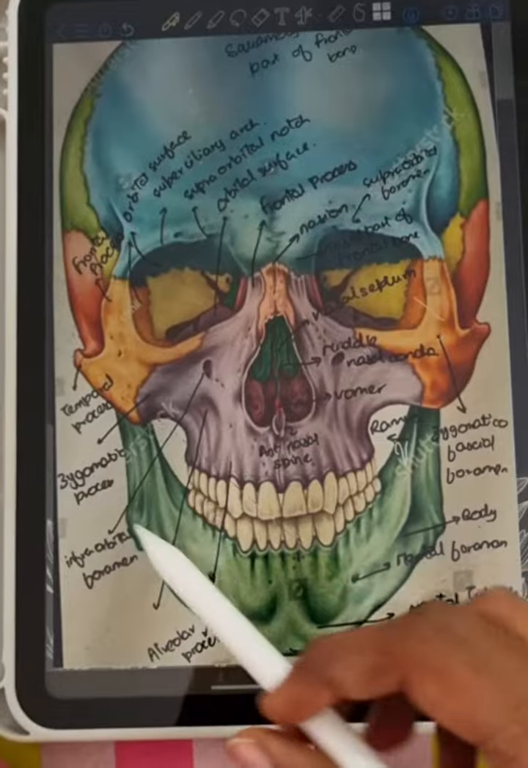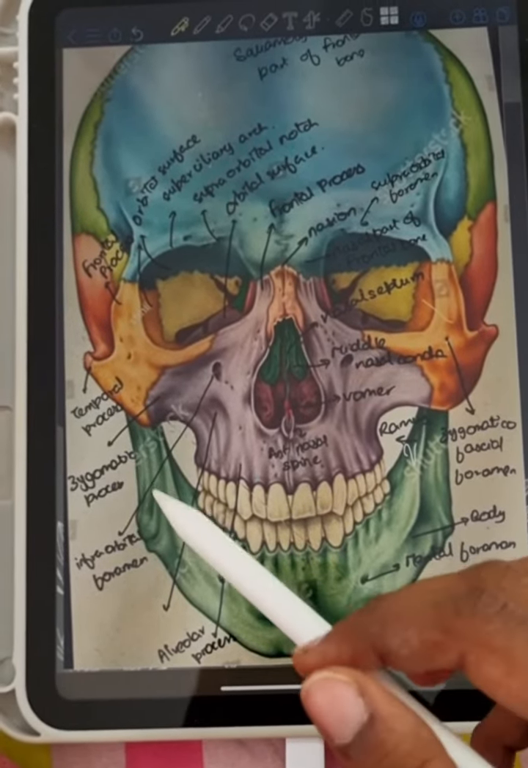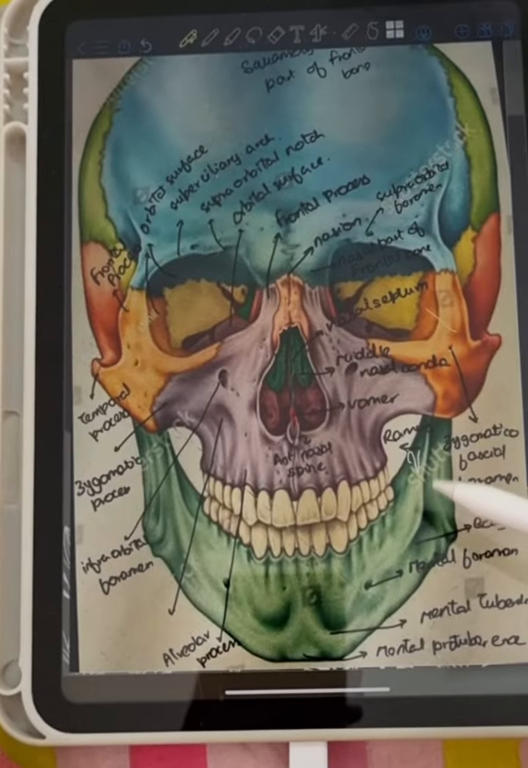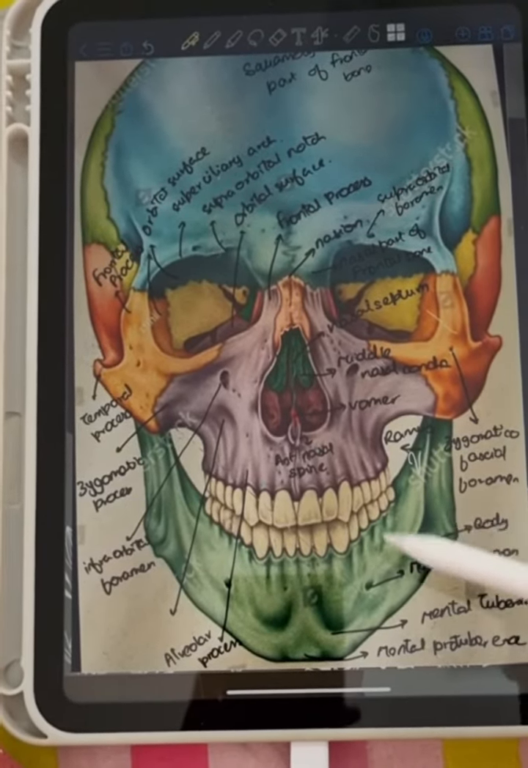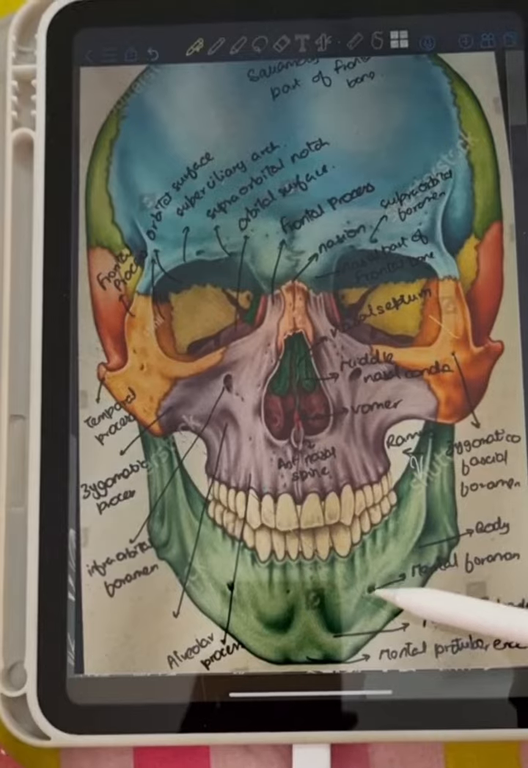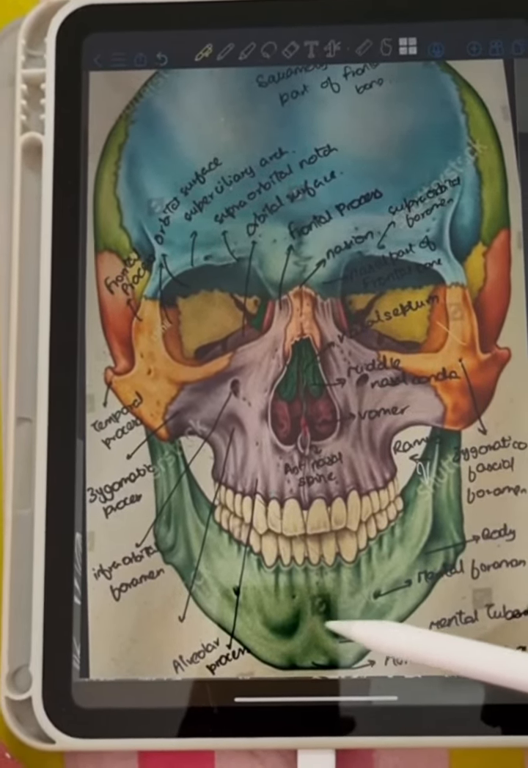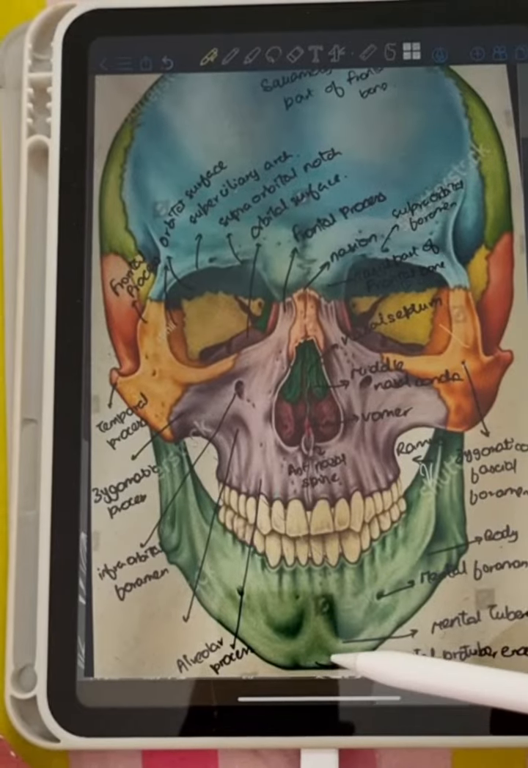Alright, when you come to the mandible, you have a ramus, which is a ridge-like structure. You have the body, you have the mental foramen, you have the mental tuberosities or mental tubercles, and you have the mental protuberance.